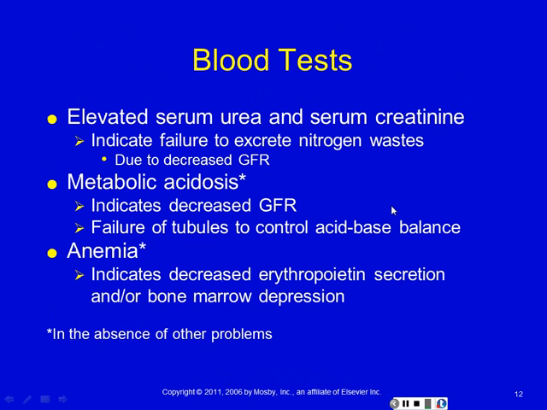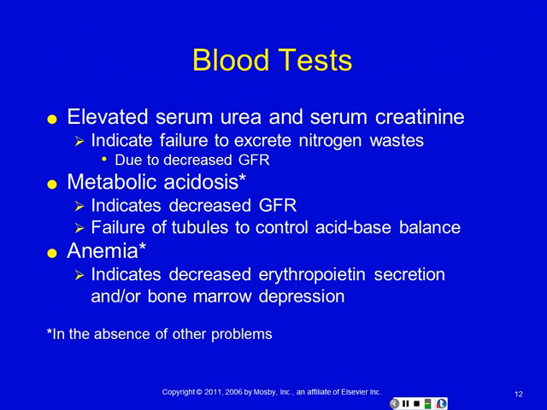All right. In addition to looking at the urine, we can look at blood tests to tell us about kidney function. Urea and creatinine are part of the Chem 7, one of the most common metabolic tests that we get. If the urea is high or the creatinine is high, that suggests a decrease in glomerular filtration rate. In other words, there's a decrease in the speed at which the kidney is making urine. So both of these are significant if they're elevated.